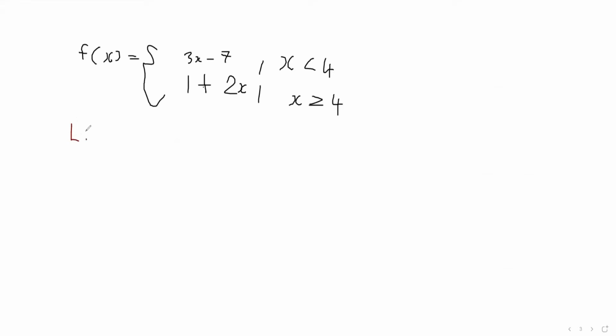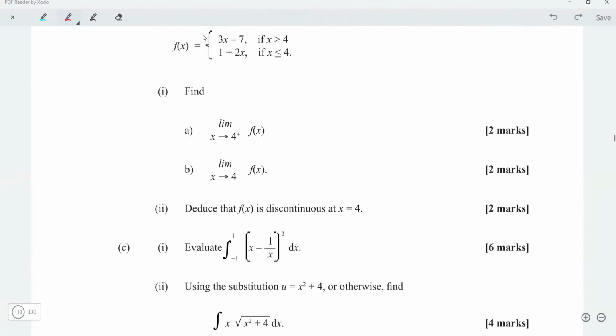So we can tell them the limit as x approaches 4 from the right hand side of f of x is just going to be equal to plugging in 4 on the bigger side, when x is greater than 4. So we plug in 4 in this equation to get 1 plus 2 times 4, that's 8 plus 1, which is 9. So the limit from the bigger side is 9. All right, so this side we get 9.